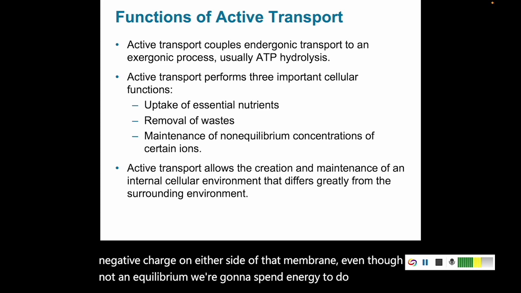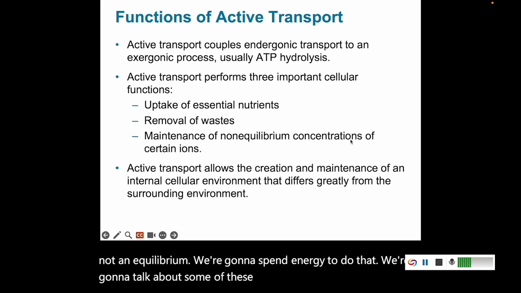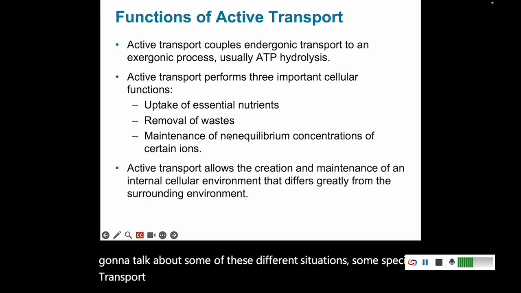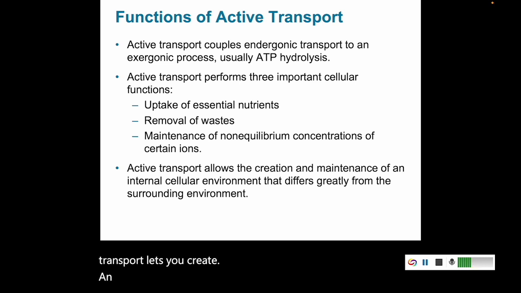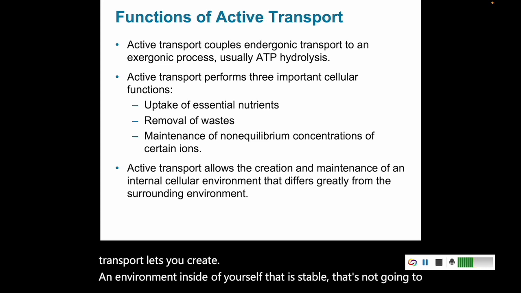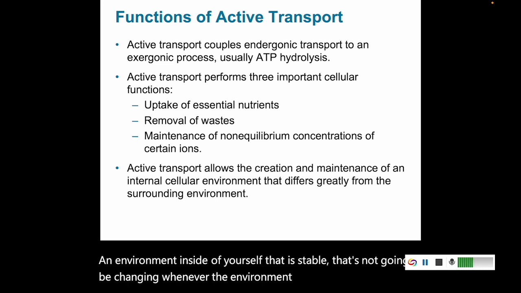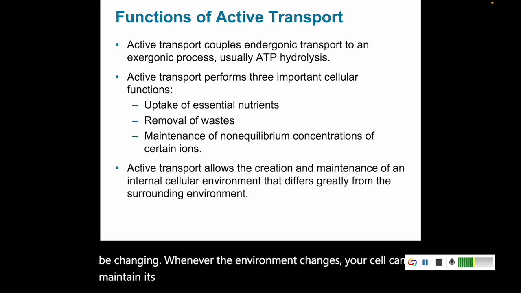We're going to talk about some of these different situations, and some specific transport proteins that are involved in all of these. So active transport lets you create an environment inside of your cell that is stable, that's not going to be changing whenever the environment changes. Your cell can maintain its homeostasis and be different from its environment so that the cell has its optimal environment inside.